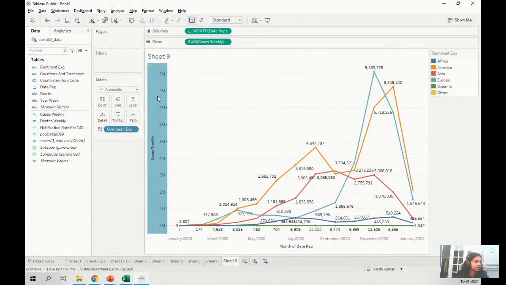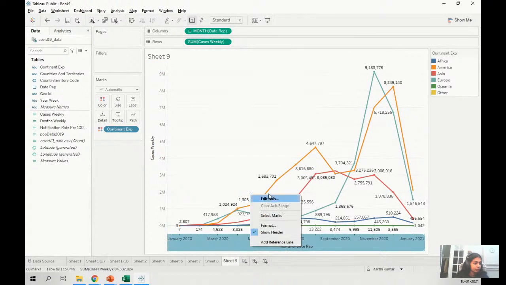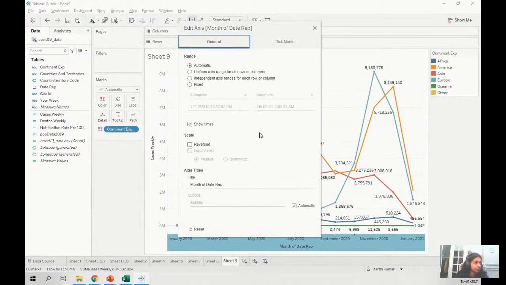So how I got to this, let me show it one more time. You can right click on the axis and say edit axis. What you're seeing here is x-axis, sorry, y-axis. Similarly, you can do it for x-axis as well, right? So here, if you look at it, the automatic selection of time range is done by Tableau.